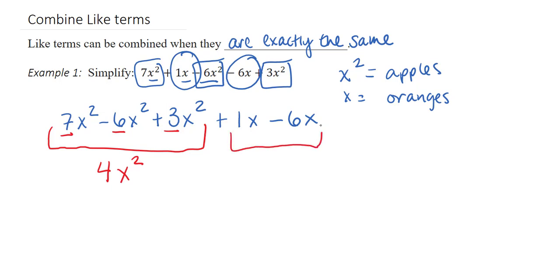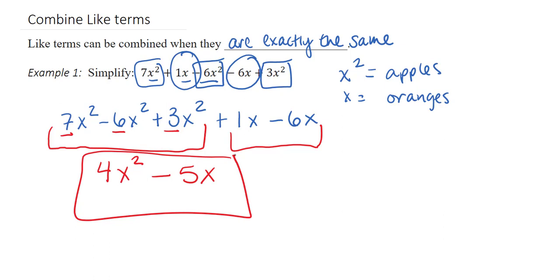Then we're going to do the next part. So we have, say, 1 orange, and then 6 somehow got away. So now we owe, like we're in debt of 5 oranges. That's really all that means. So then we have minus 5x. And so this would be our solution. That's how we combine like terms.